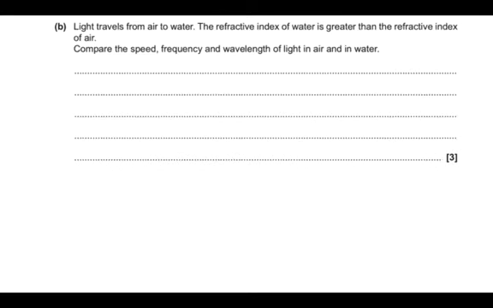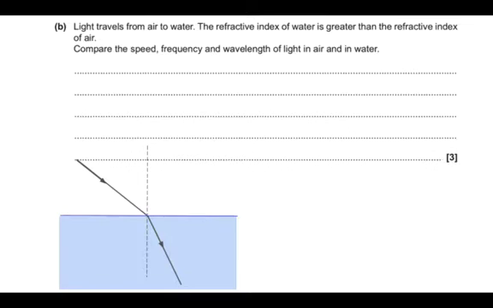It talks about light travelling from air to water in a refraction type situation, and it asks you to compare the speed, frequency and wavelength of light in air and in water. So initially, making this little slideshow, I started to sketch myself a picture showing a ray going from air into water. It'll slow down or refract towards the normal, and then I wanted to try and illustrate this by adding some of the wavefronts, and it just started to turn to crap.